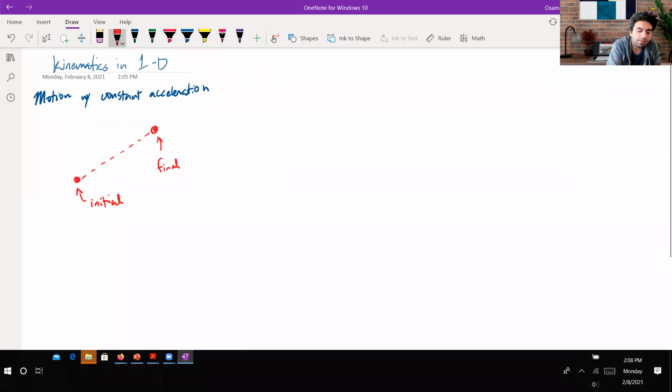And the key thing here is that we have motion with constant acceleration. So the acceleration during this motion from the initial position to the final position is constant. Now that means that the velocity could change in principle. Unless the acceleration is constant at 0, then if the acceleration is constant at any number, that means that the instantaneous velocity of the object at the beginning is different from the instantaneous velocity of the object at the end. So that's called the initial and the final velocities.